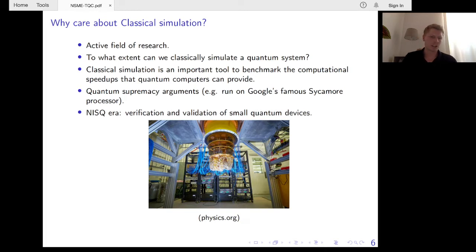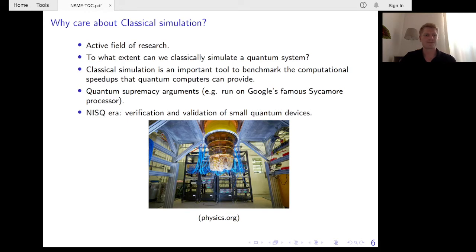And another important point is, right now we are in the era of noisy intermediate scale quantum computers, and there, if you have a quantum device and you want to verify what this quantum device does, how can you do it? Well, if it doesn't take exponential time to simulate this device, you could just verify it by doing the same classically. And this is a way how you can validate that your quantum device really does what it's supposed to do.